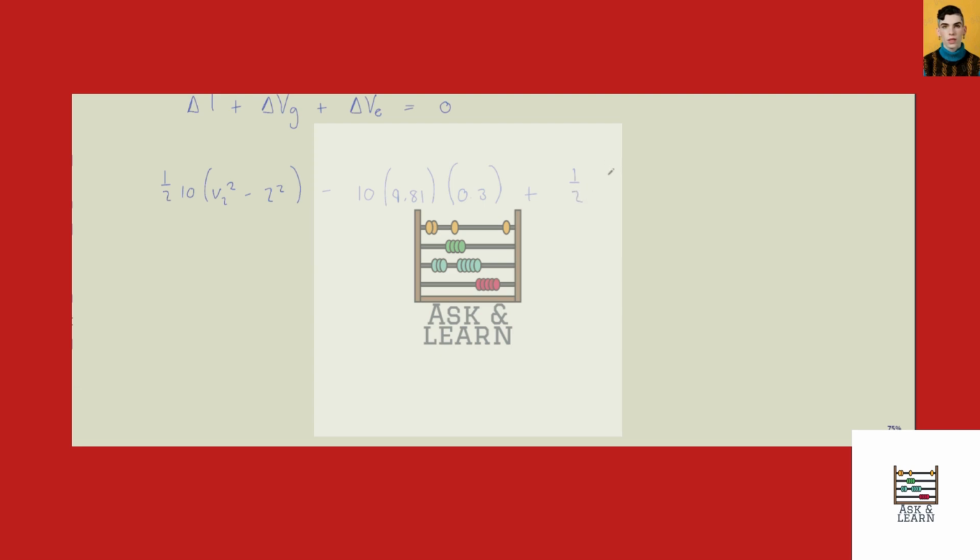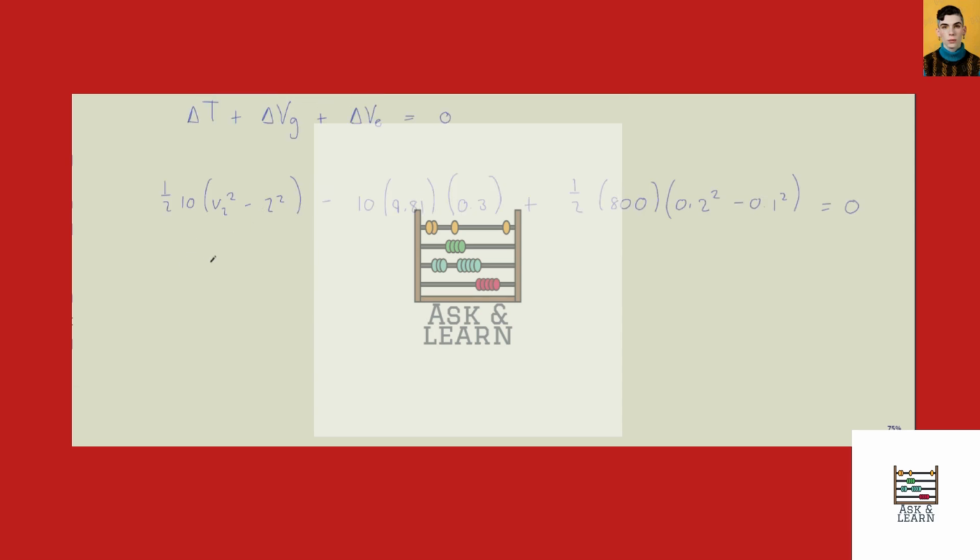And that's plus a half times the force constant of the spring, k, which is 800 newtons per meter, times the change in x squared, which is 0.2 squared minus 0.1 squared. So all of this must equal to 0.